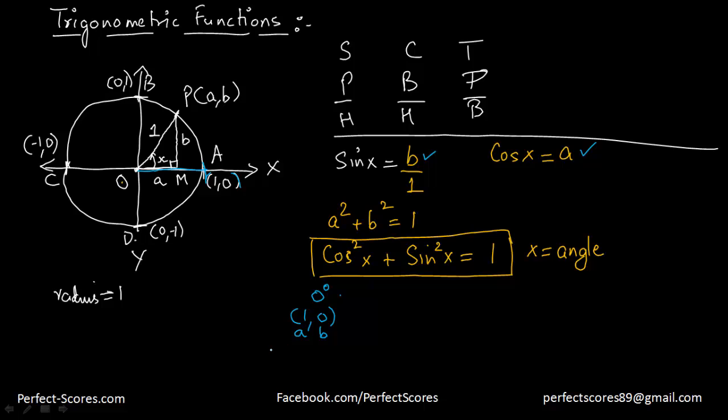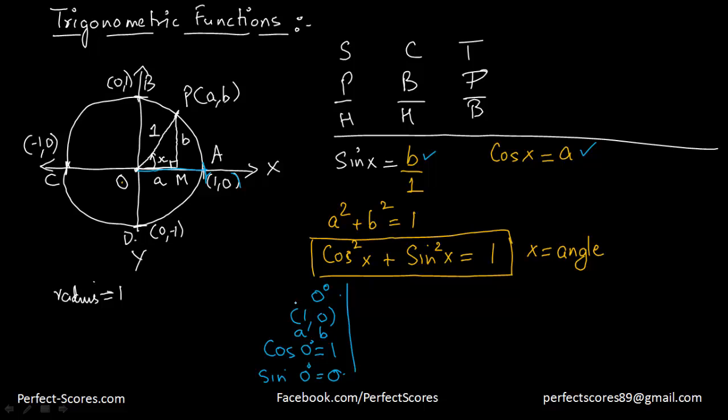We already know that b is equal to sine of x and a is equal to cosine of x, which means the value of cosine of 0 is equal to a, which is 1, and the value of sine of 0 is equal to b, which is 0.